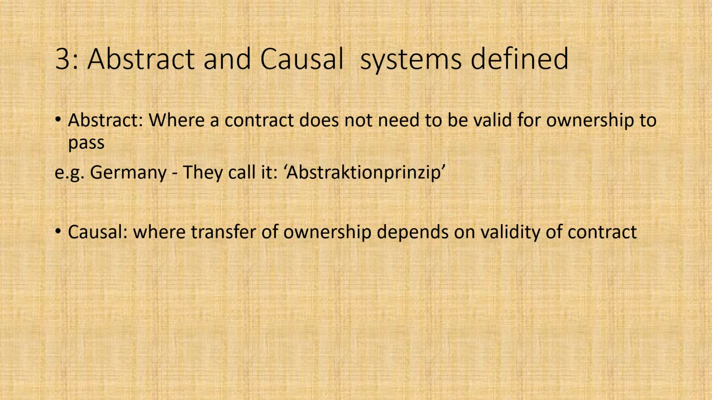Now, as well as monist, dualist, consensual, and traditional, there also needs to be a distinction made between abstract and causal systems. The abstract system is really weird, and I think Germany is the only legal system that actually uses it. They call it the abstraction principle, and it means that a contract doesn't need to be valid for the ownership to pass. So strange, but a causal system is where transfer of ownership depends on the validity of the contract, and that is more normal in my opinion.